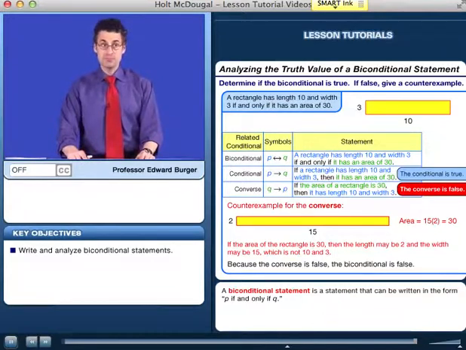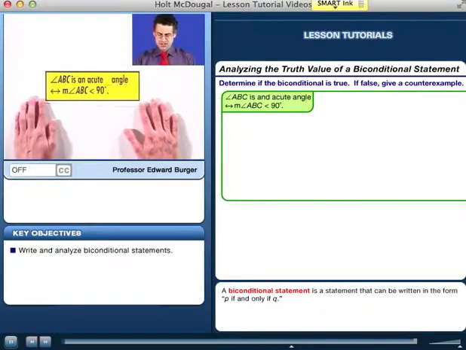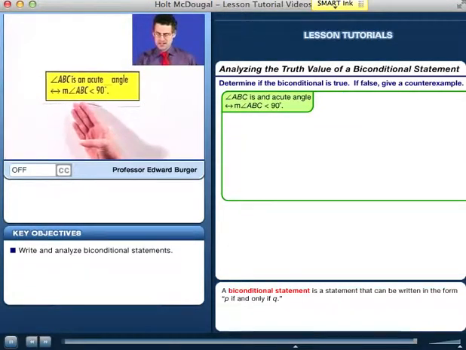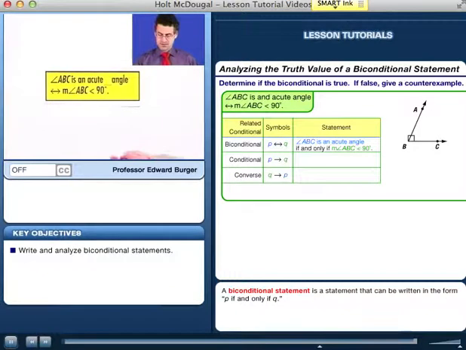Now let's consider this one. So here's the biconditional. Angle ABC is an acute angle, and remember this is the if and only if symbol, so if and only if the measure of angle ABC is less than 90 degrees. So there's two statements here. There's the conditional and its converse.